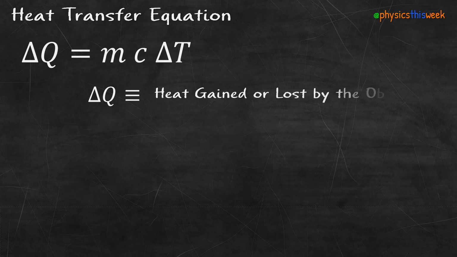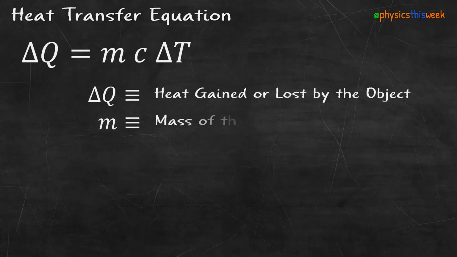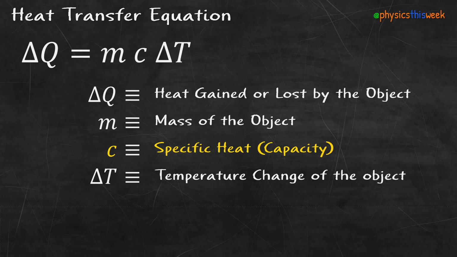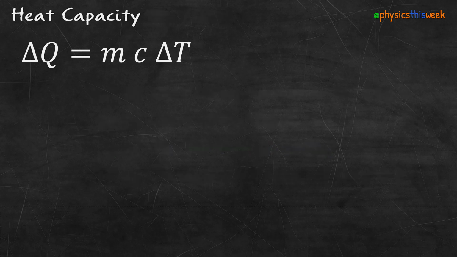Remember that in this equation, delta Q is the heat transferred to or from the object. M is the mass of the object, C is the specific heat, and delta T is the change in temperature. Let's solve this for the specific heat times the mass. This gives us Cm equals delta Q over delta T.